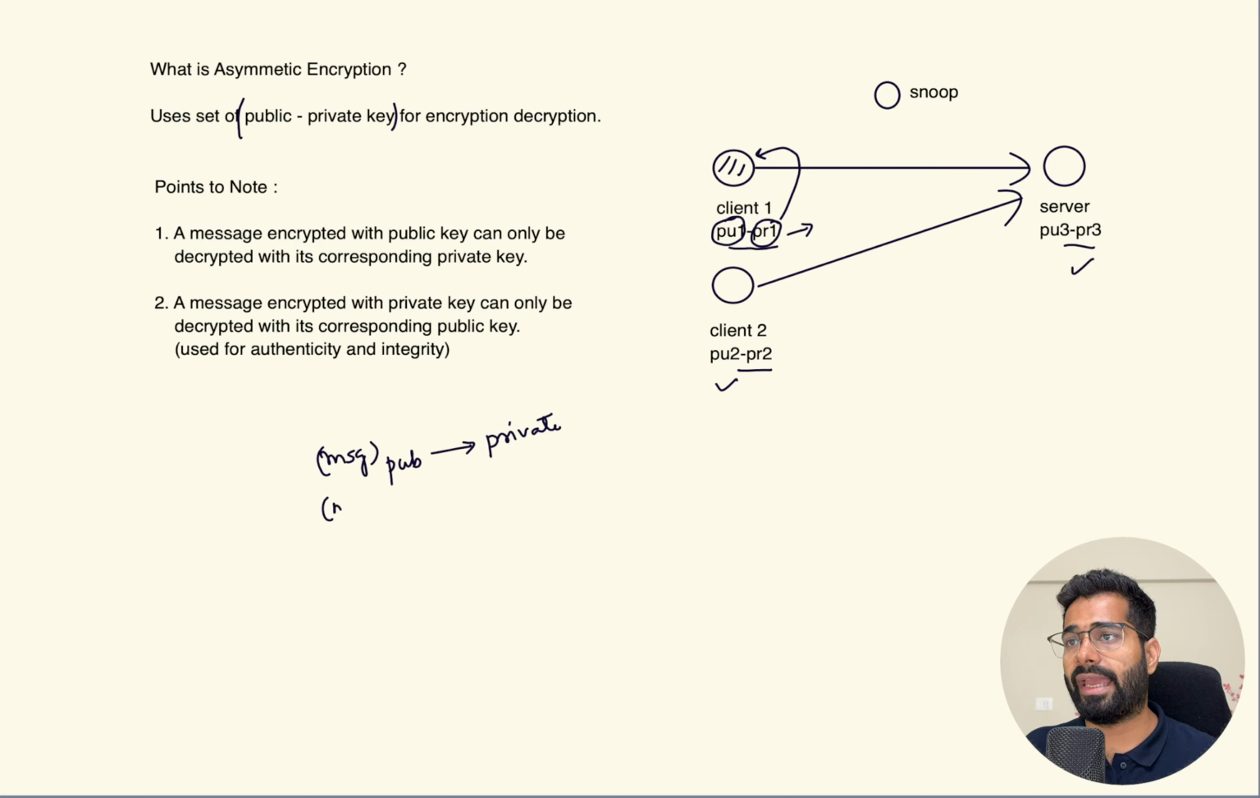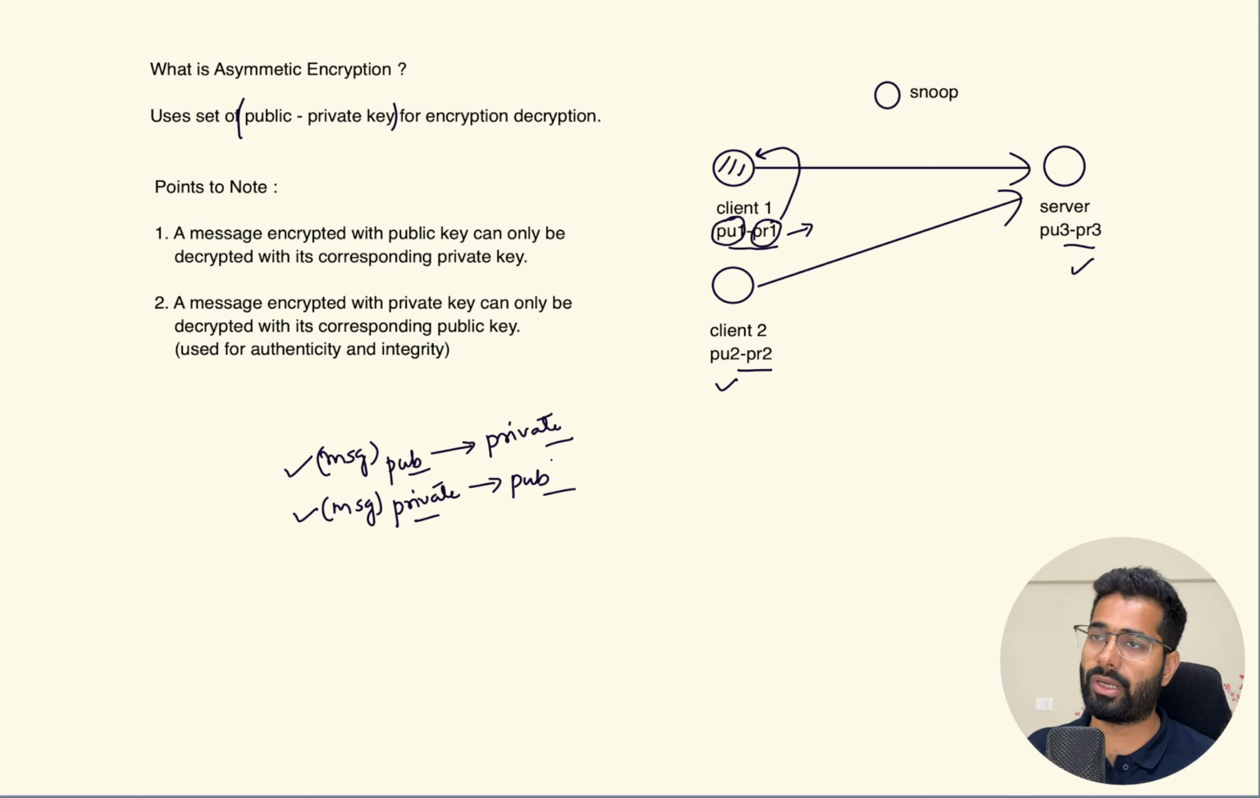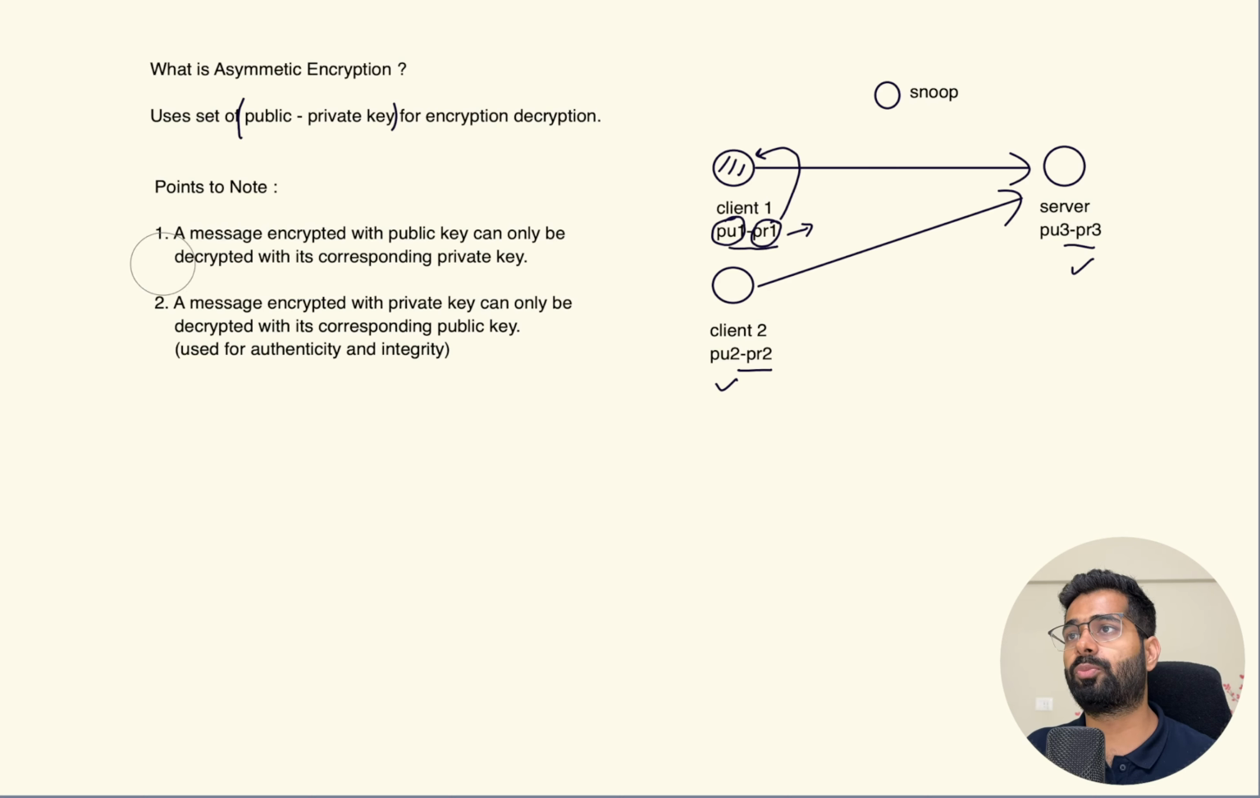Similarly, any message encrypted using a private key can only be decrypted by the corresponding public key. So any message encrypted with a public key can be decrypted by the corresponding private key, and any message encrypted with a private key can be decrypted only by the corresponding public key. Now let us see how we use these 2 points. These 2 points are very important to note.